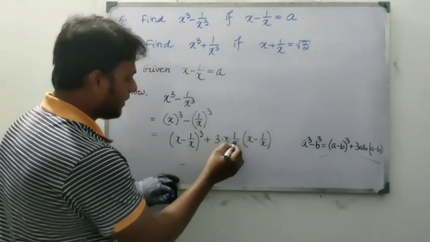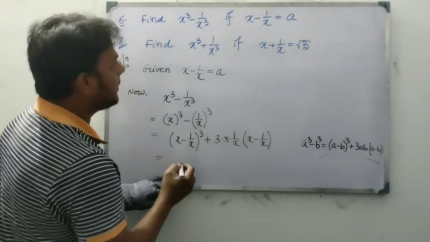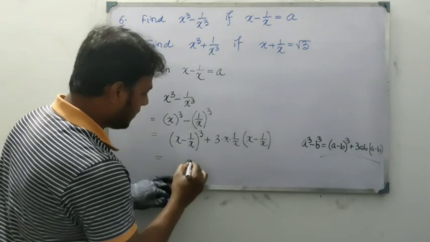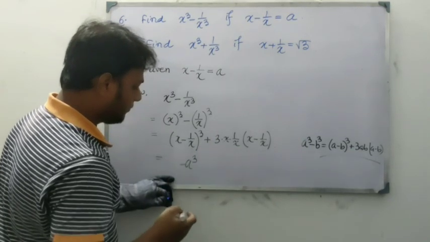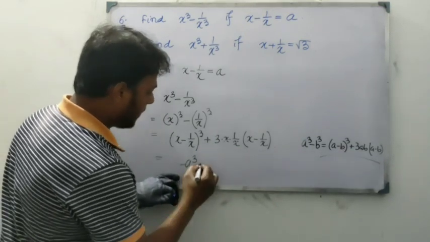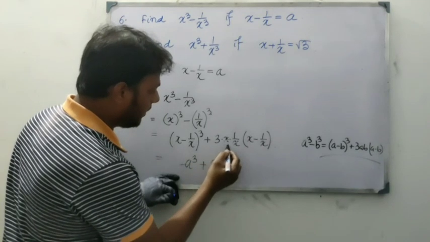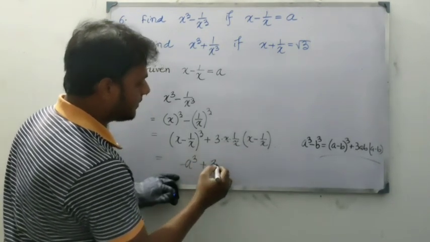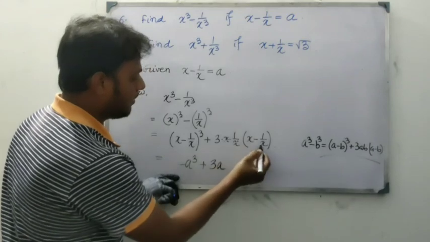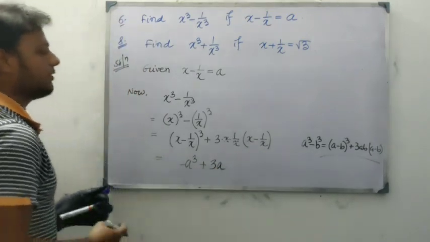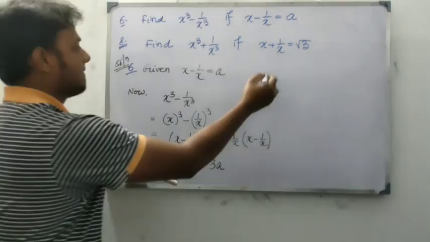So x cancels out. Put the value of x minus 1 by x as a. Then it will be a cube plus 3 into 1 into a, since x minus 1 by x equals a. So this is a cube plus 3a. This completes the solution.